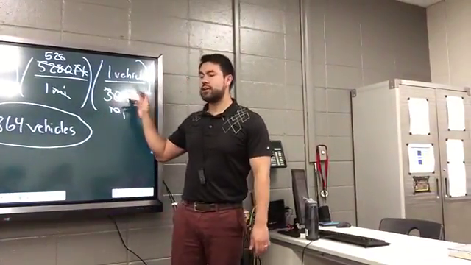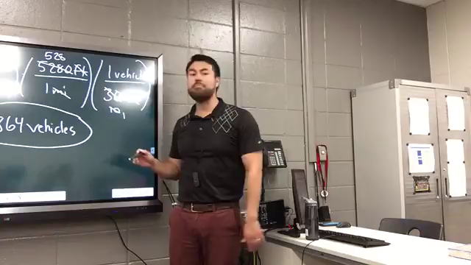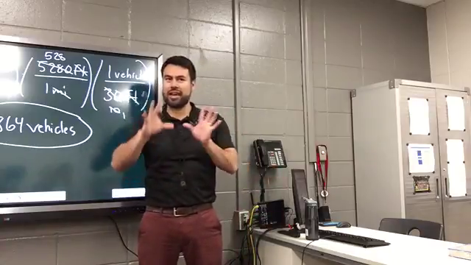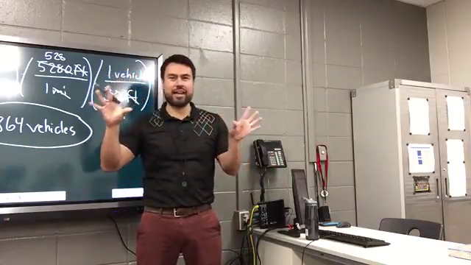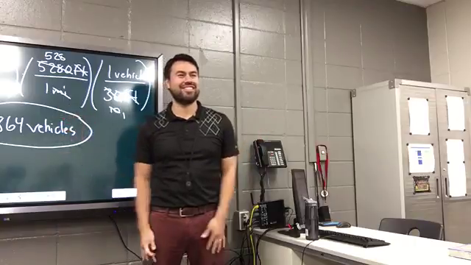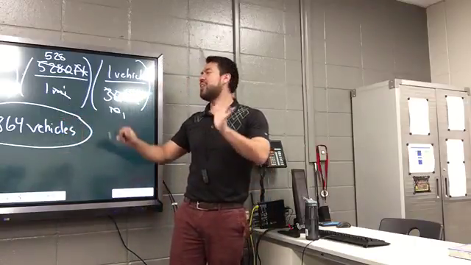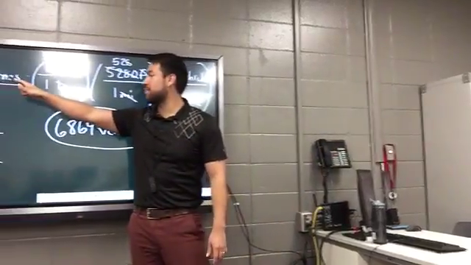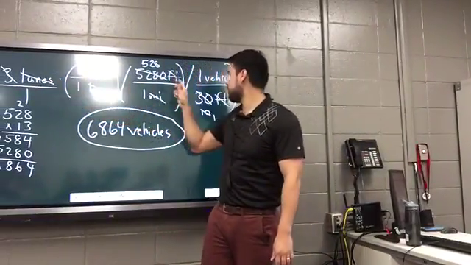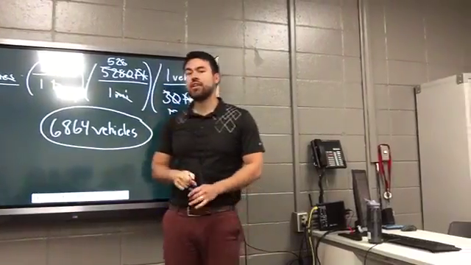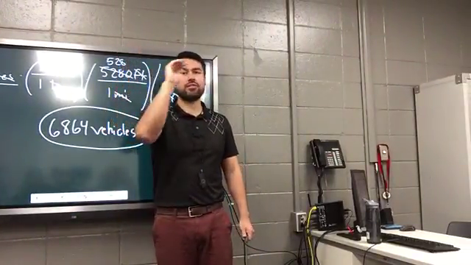This process right here, your book calls it dimensional analysis. This is really cool. Ready? It's really out there. Dimensional analysis. What you're doing is looking at dimensions like lanes, miles, feet, vehicles, and you're realizing that you can cancel things out just like that.